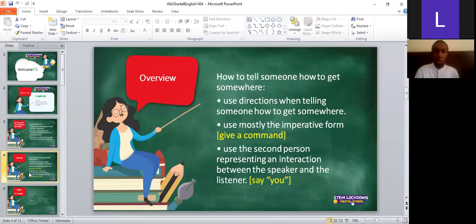So the overview of the lesson: how to tell someone how to get somewhere. First of all, you need to know where that place is, right? If I'm asking you to direct me to go to America, you first have to know where in the world America is, and then you give me directions. So the first step you use is directions when telling someone how to get there. What are directions? You tell a person whether we go north or west, south, east, and all those things.